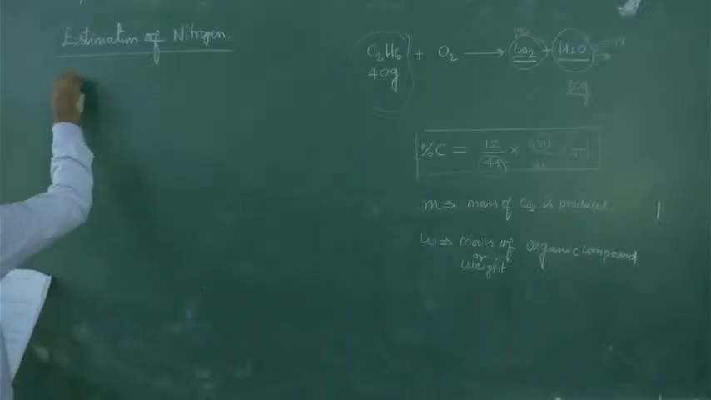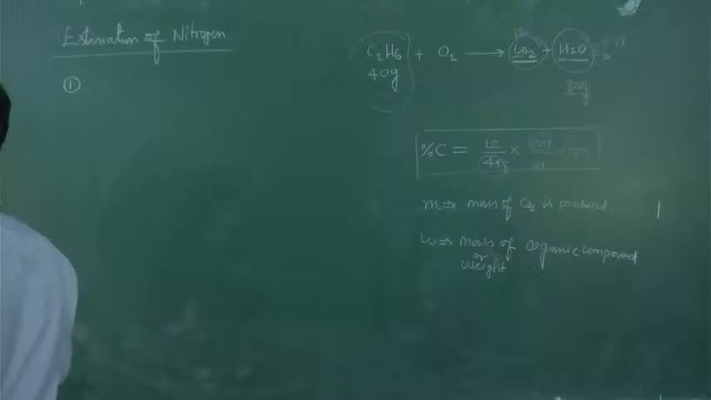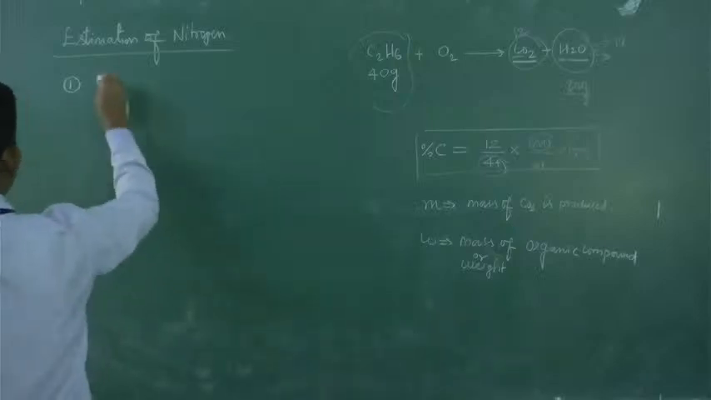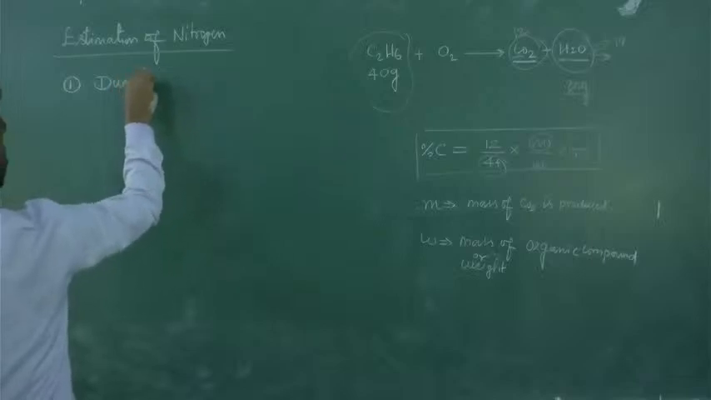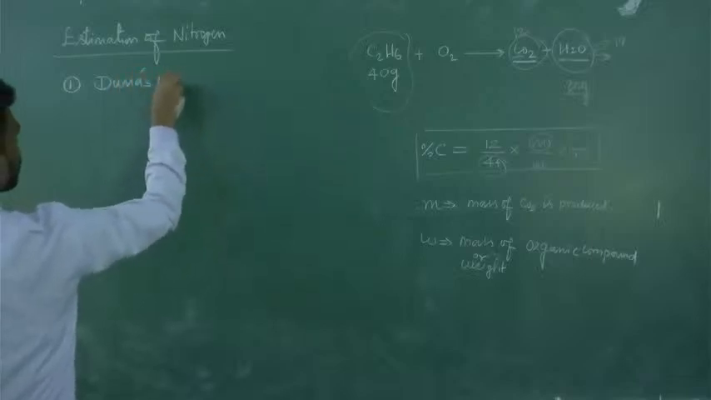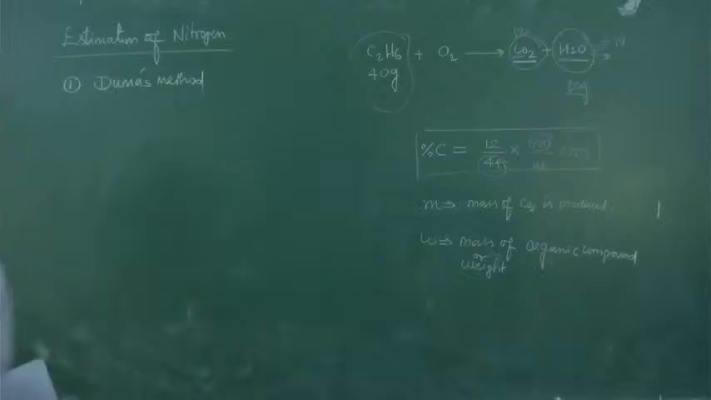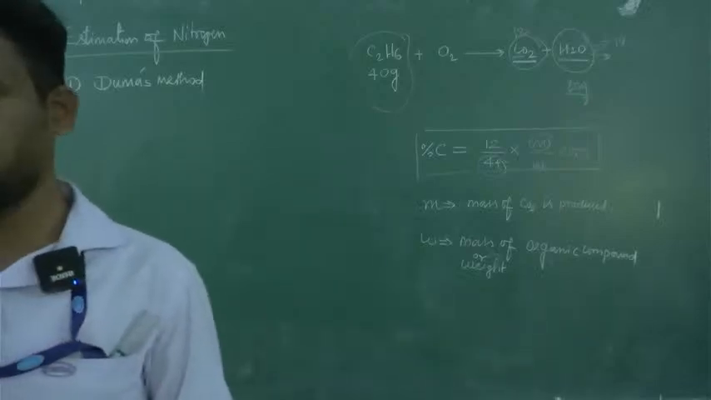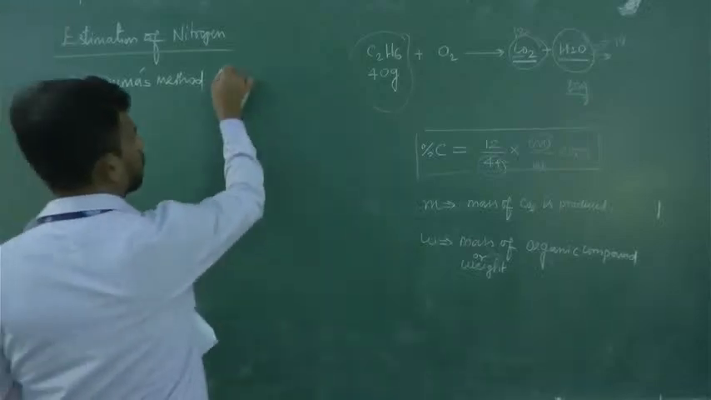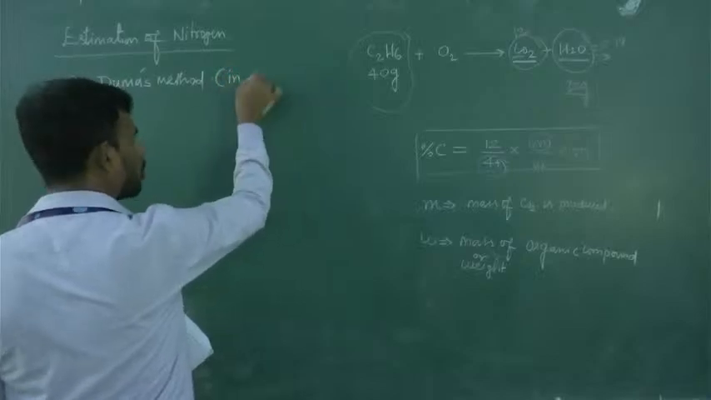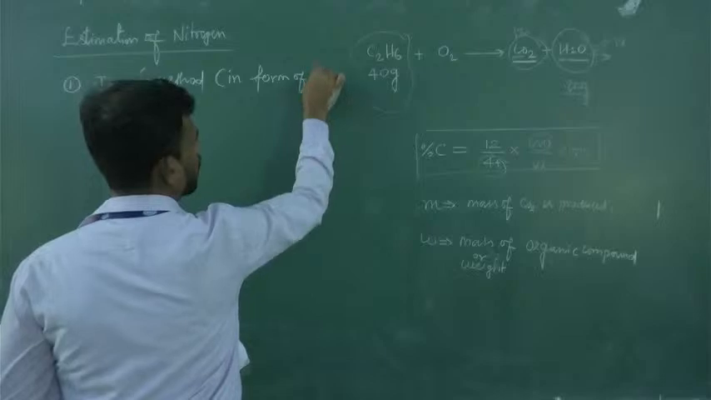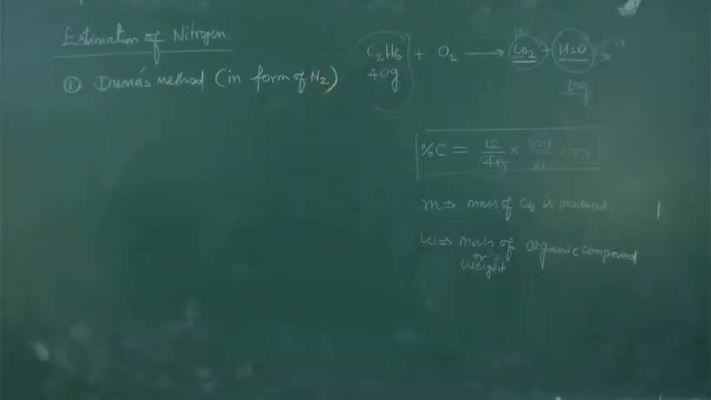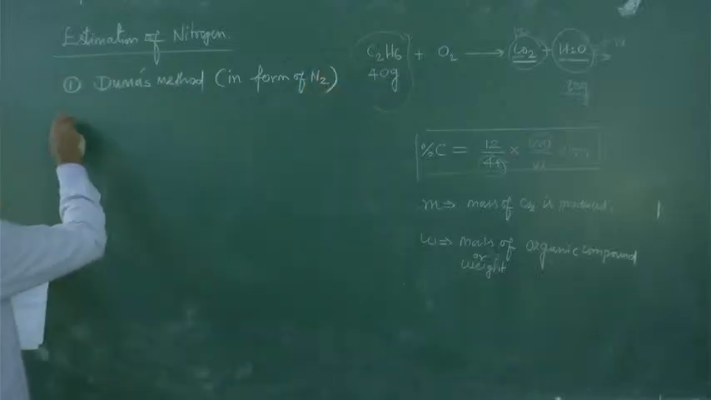There are two ways. One is going to be Dumas method. So this is going to be in the form of N2 liberated. Is it clear? Second method is going to be Kjeldahl method.